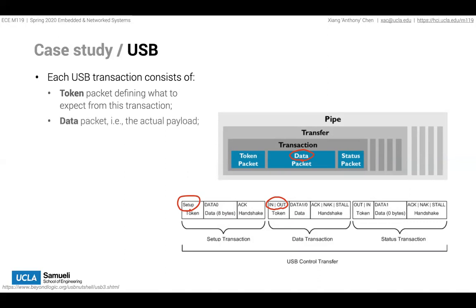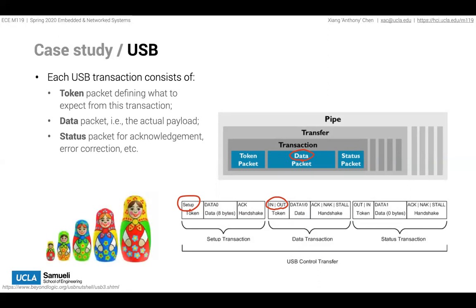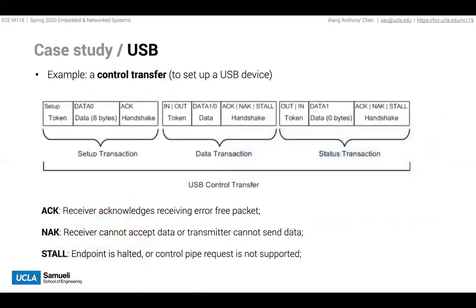And then you have the data, the actual payload. And the last piece is a status packet. For example, the status packet could provide information that indicates an acknowledgement or an error correction. So far it looks like we are peeling onions or taking apart Russian dolls. You have pipe, transfer, transaction, and then packet. But we're not done yet. There's even more to talk about.